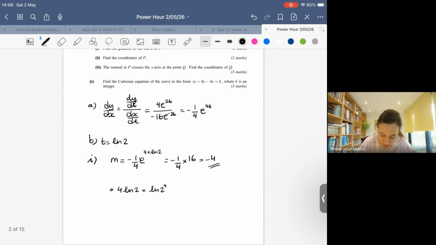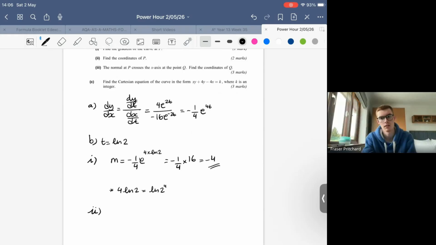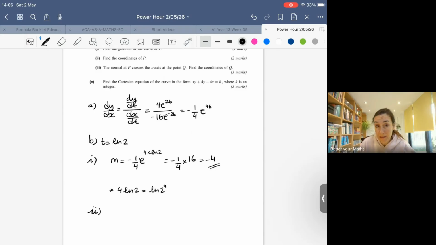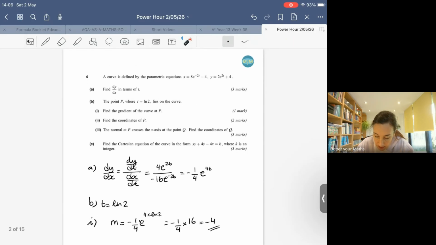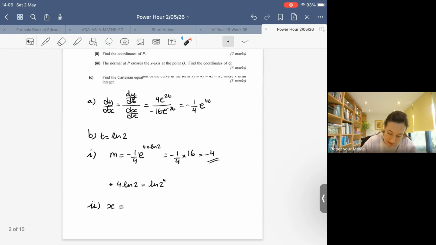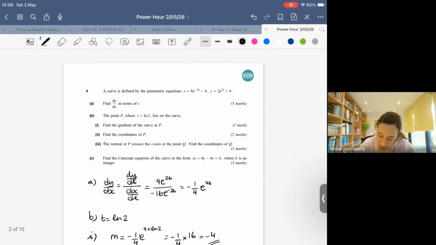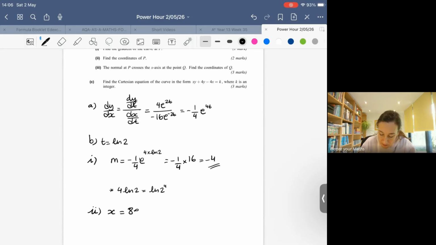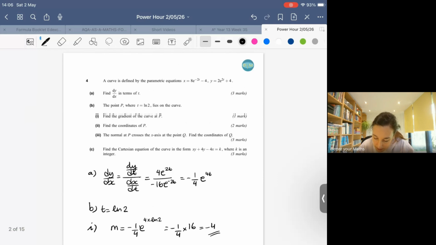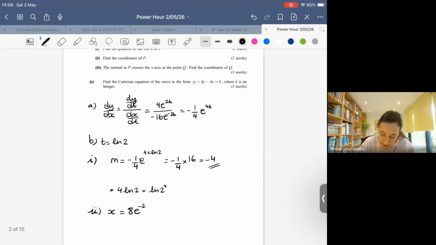Fraser, what I'm going to do to find the coordinates? ln 2 into the x and the y. Exactly. So I know the parameter, and I have two equations for x and for y in terms of the parameter. So x is going to be 8e to the power of -2 times the parameter, and then -4. The parameter is ln 2, and then -4.